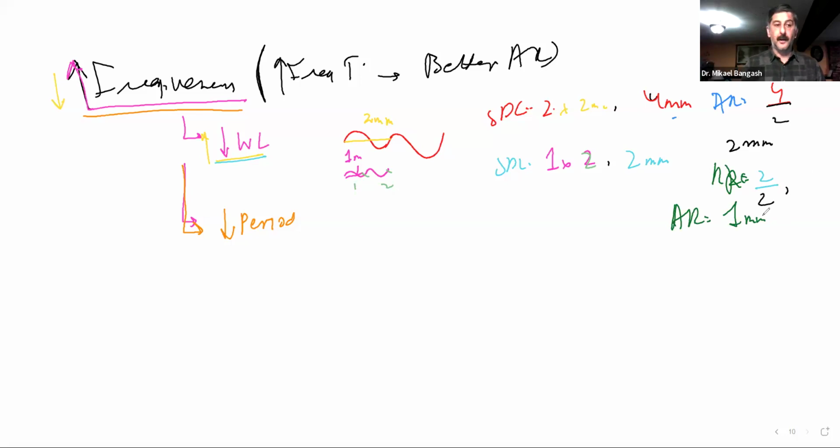But where we mainly say is, due to the high frequency, you have a lower wavelength, lower spatial pulse length, and a lower numerical value of the axial resolution. Comparing these two together, this high frequency has a numerical value of 1 millimeter, whereas the low frequency has a numerical value of 2 millimeters.